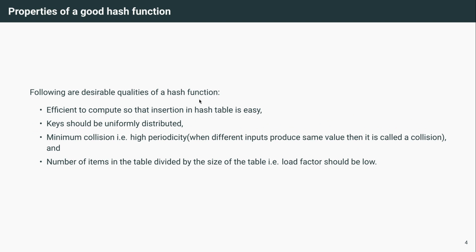Now there are certain desirable qualities of a hash function. First, it should be efficient to compute, so that insertion in the hash table is easy and lookup is also easy. The keys should be uniformly distributed. There should be minimum collisions. When different inputs produce the same value, it is called a collision. The number of items in the table divided by the size of the table, that is the load factor, should be low.